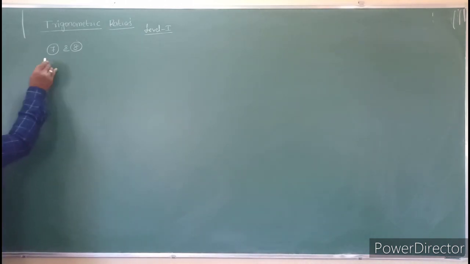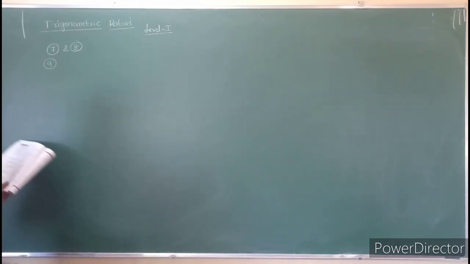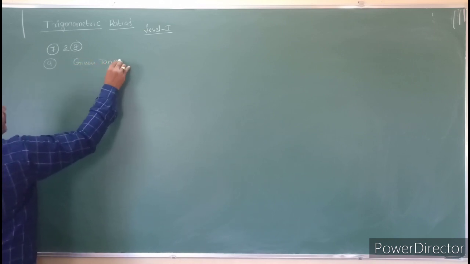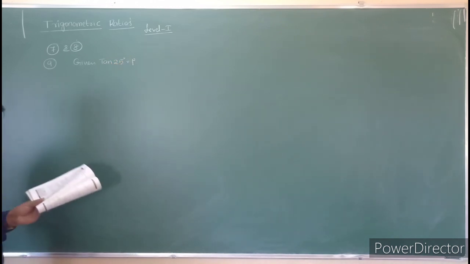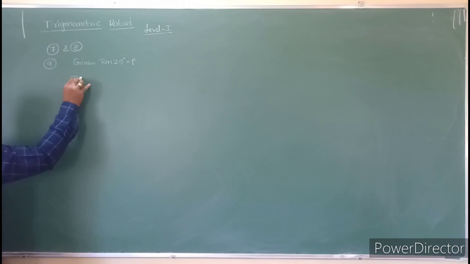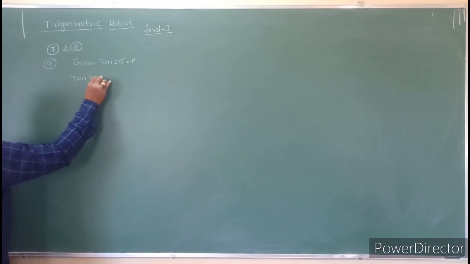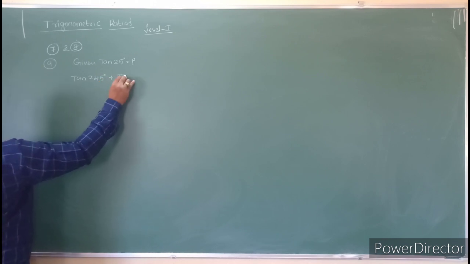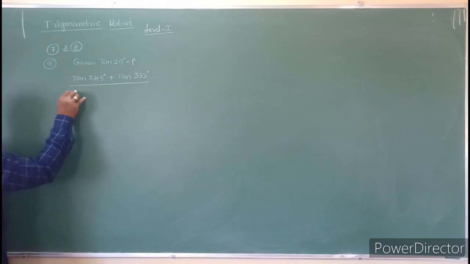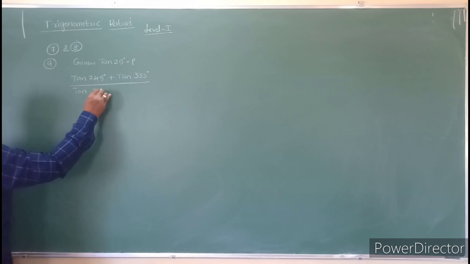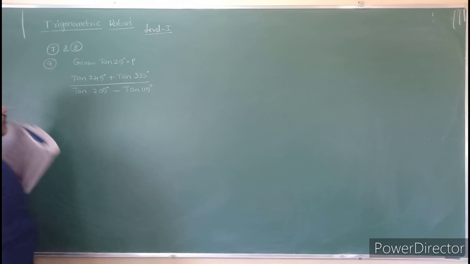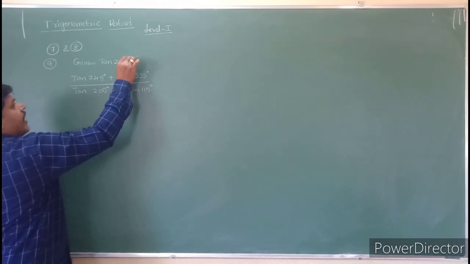So see question number 9. Given tan 25 degrees is equal to P. They are asking you to calculate tan 245 degrees plus tan 335 degrees, divided by tan 205 degrees minus tan 115 degrees.